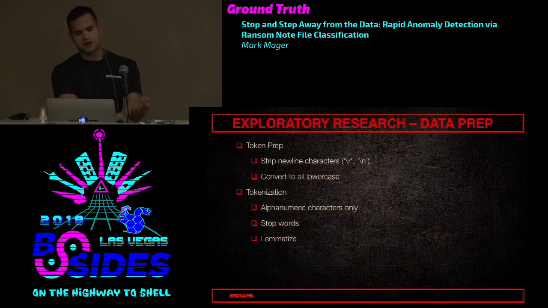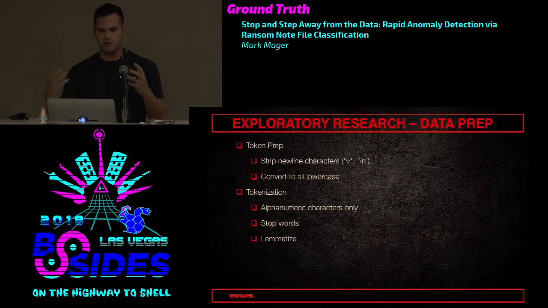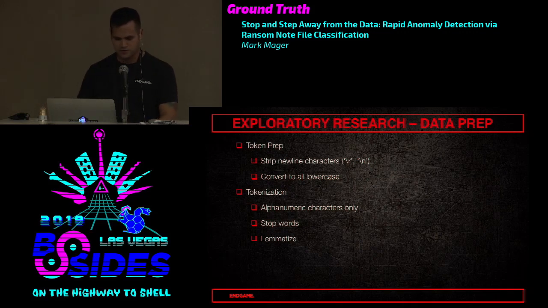So first things first, we need to do a little bit of data preparation. All we're going to do here is strip out any new line characters. We're going to convert all strings to lowercase. Then we're going to do the tokenization, so we're splitting a large string into just the individual words, and we're going to strip out any stop words like the, a, an. Anything that's within, I think, spaCy's default stop words list.